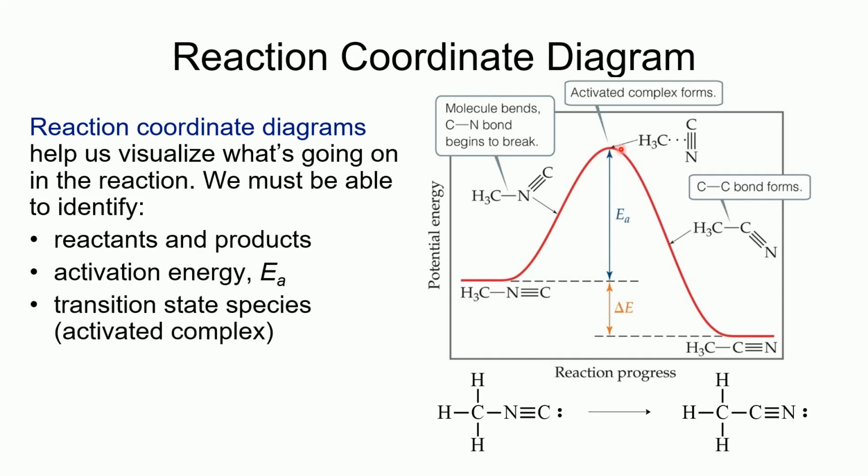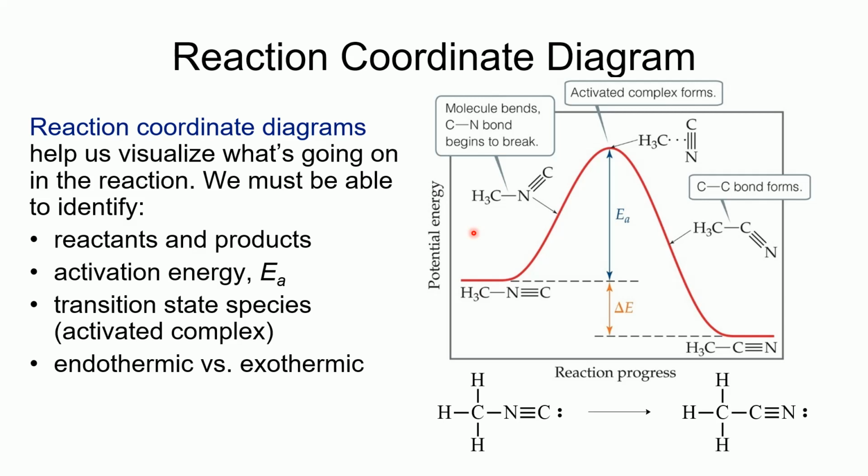The transition state species is the chemical that exists at that transition state. It's going to be very unstable, and it's not going to last very long. The amount of time that it's actually in this configuration is going to be a very, very short period of time. So we call that the transition state species, and in some textbooks it will refer to it as the activated complex.